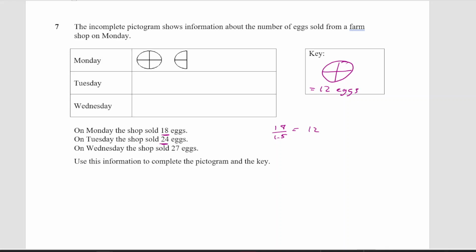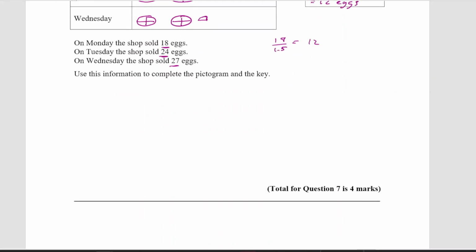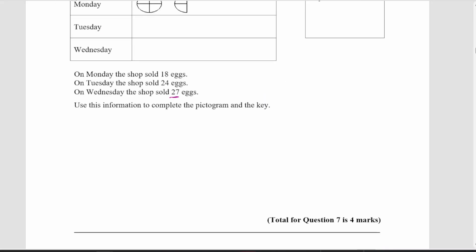So 24 eggs is going to be 2 full circles. And 27 is going to be 2 full circles, which gives me 24. I'll need an extra 3, is it? Yeah, I need an extra 3. Well, if this is 12, each quarter is going to be 3. So I need to draw a quarter. Is that the only part to that question? It is.